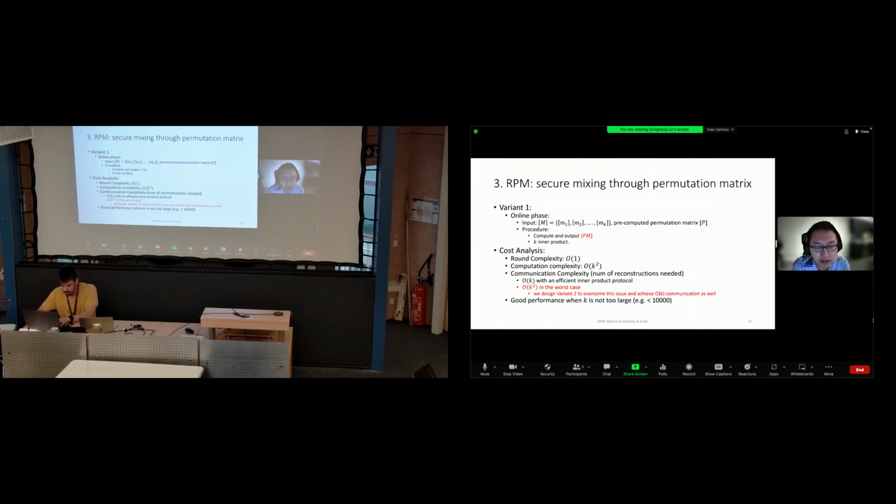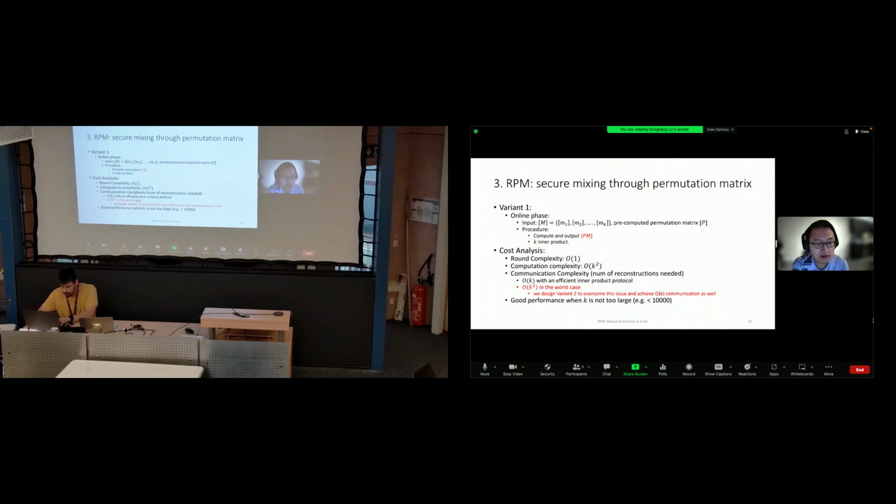For the communication, it depends. If the underlying MPC framework supports efficient inner product, by which I mean it supports O(1) communication per inner product, then our protocol will lead to O(k) communication complexity overall. However, if the underlying MPC framework does not support that, we may have to use Beaver triples to compute the inner product, and this will lead to O(k squared) communication complexity. To deal with this problem, we designed the second variant of our protocol to overcome this issue, and we can achieve O(k) communication in the online phase as well. Long story short, we design an offline phase construction to move the inner product computation to the offline phase.